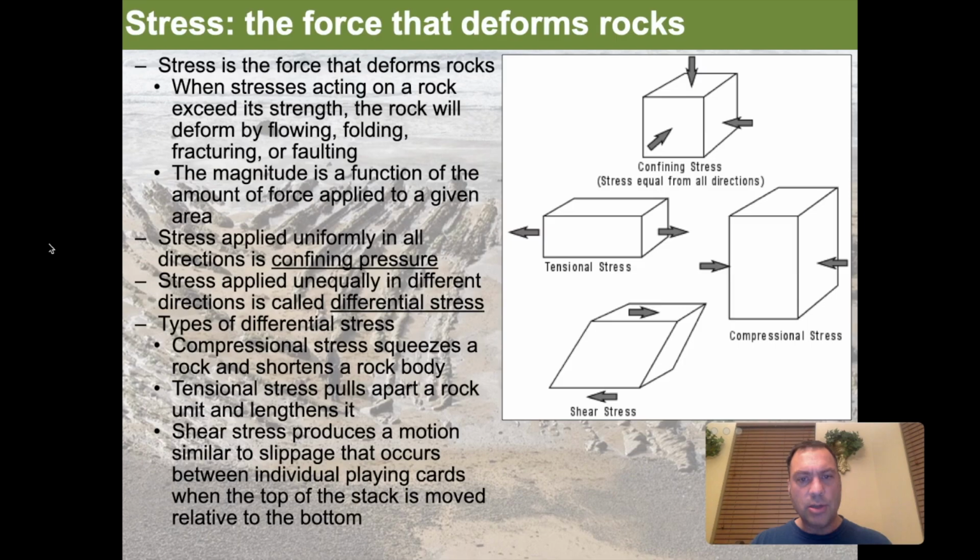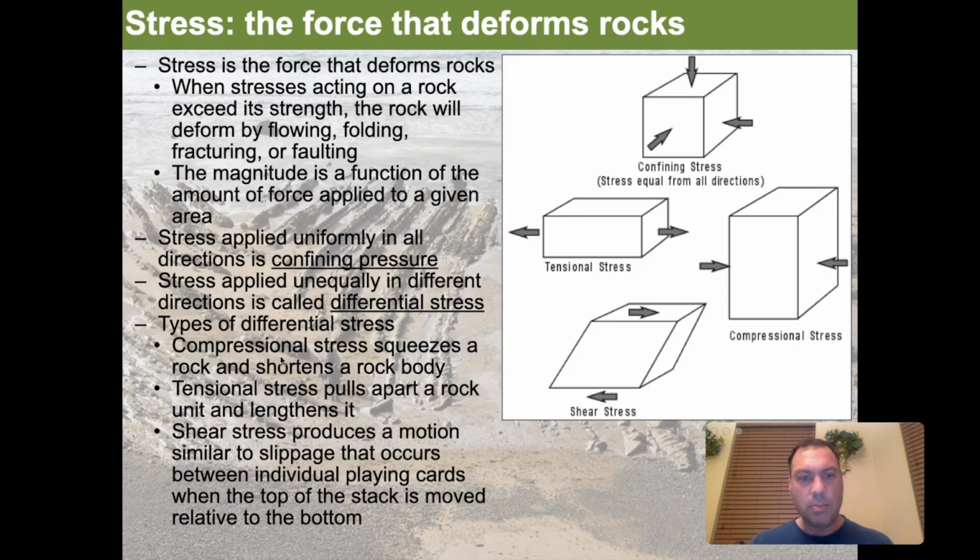And so we could actually imagine this. Here we have a cube of material that's experiencing the exact same amount of confining stress, equal in all directions, right? So it's pushing in all directions and it's maintaining that shape. Stress, however, that is applied unequally in different directions is called differential stress. And there's different kinds of differential stress.